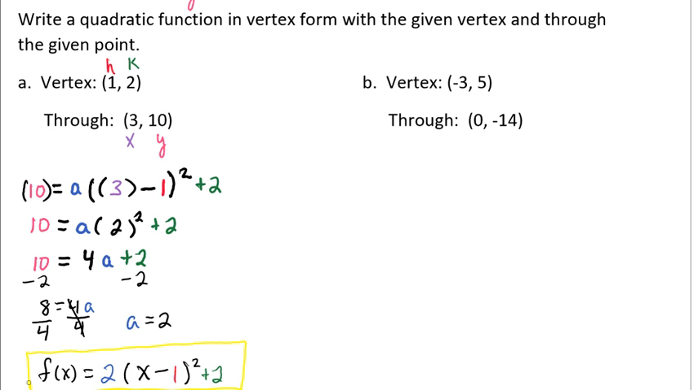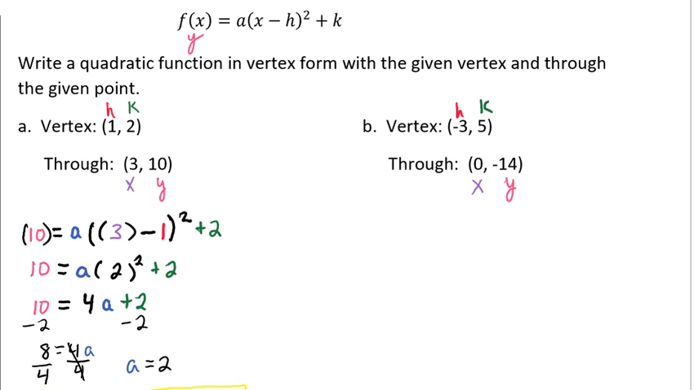Let's do letter B. Again, remember that we're given our vertex, which is our h and our k. We have our x and our y, and we want to plug those into our transformation equation. So here we're going to have negative 14 equals the a value that we weren't given times our x value of 0 minus our h, quantity squared, and our k, which is a positive 5.